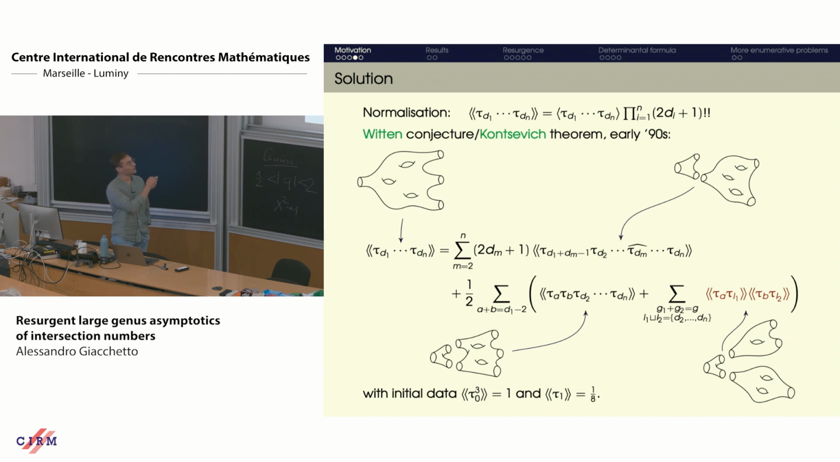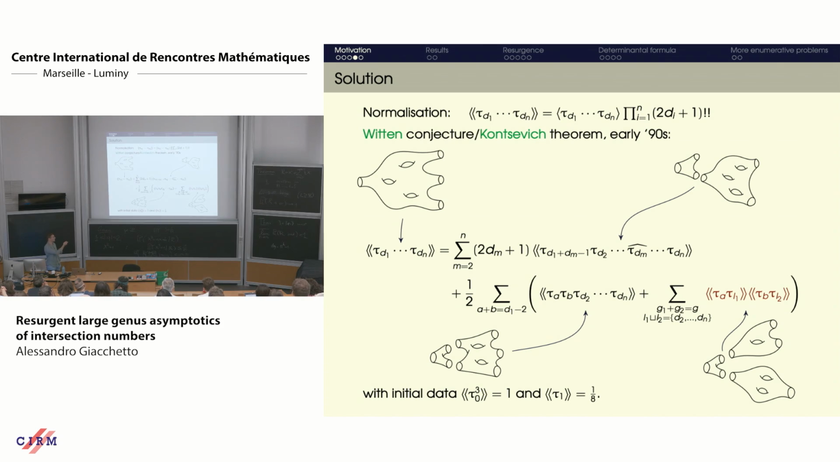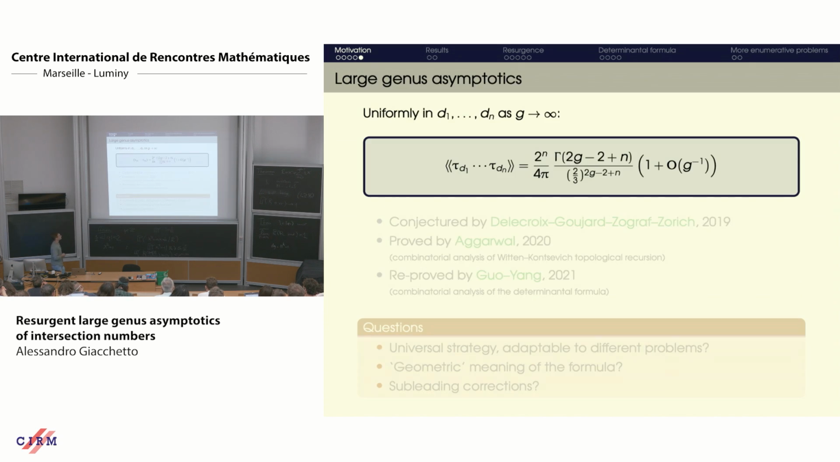So if you want to keep in mind the analogy with n factorial, this equation here is a recursive solution to the problem. Now we're very happy because we can plug this into a computer, and from these initial data you can compute these intersection numbers. But the problem is that this recursion doesn't tell you how these numbers behave. This actually showed up again in Eli's talk. One would like to understand the large genus asymptotics of these intersection numbers.